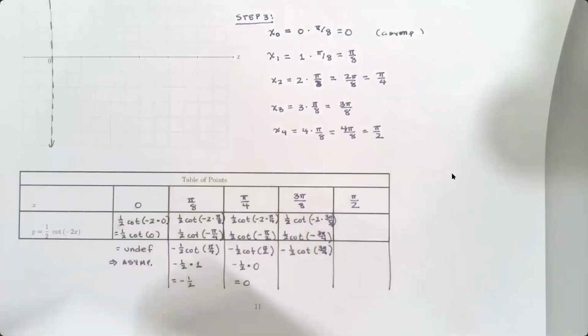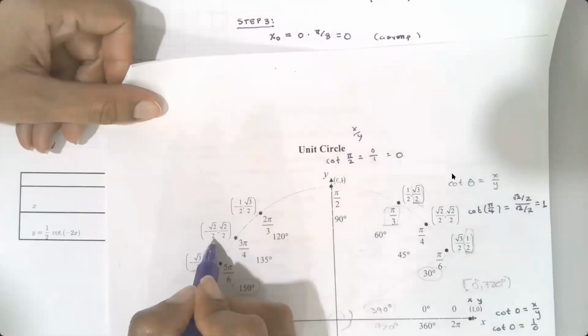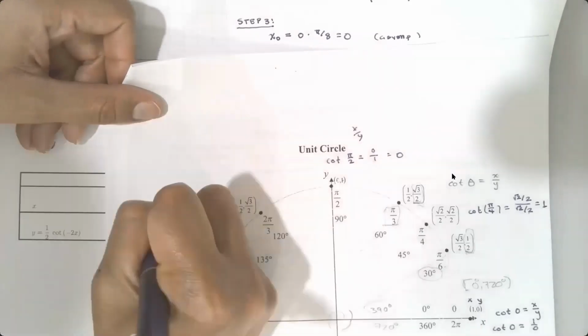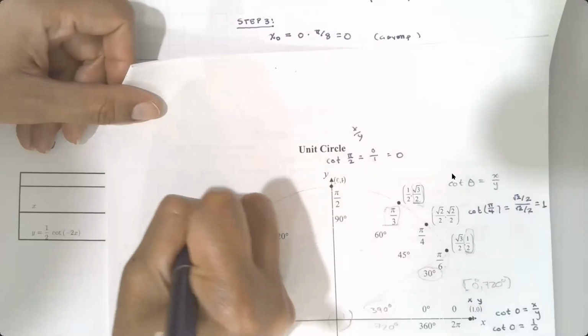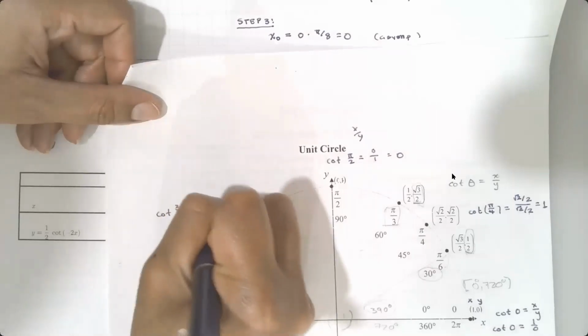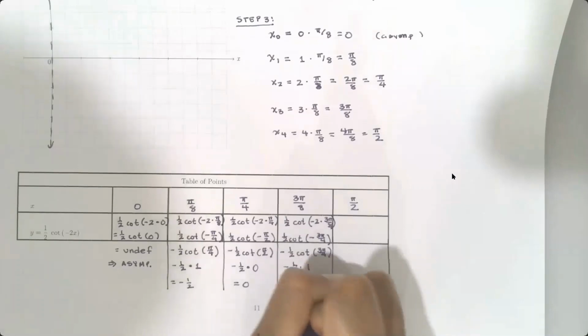And then at 3 pi over 4, we've got an x of negative radical 2 over 2, and then y is positive radical 2 over 2. So when we divide the x by the y, we're going to end up with just a negative 1. Okay. This is negative 1/2 times 1, which is going to be negative 1/2.